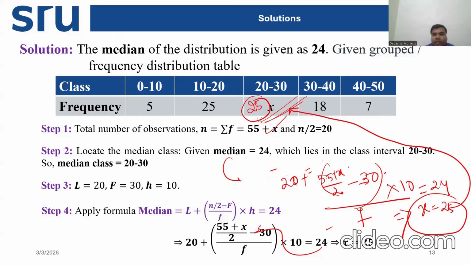Okay, students. If the median class is given, can you calculate the missing frequency now? The median will be given in the question. You just need to apply that formula: capital L plus n by 2 minus capital F divided by small f into h. By that way, we can calculate the missing frequency x value. Okay, fine. So anyone having any doubts?